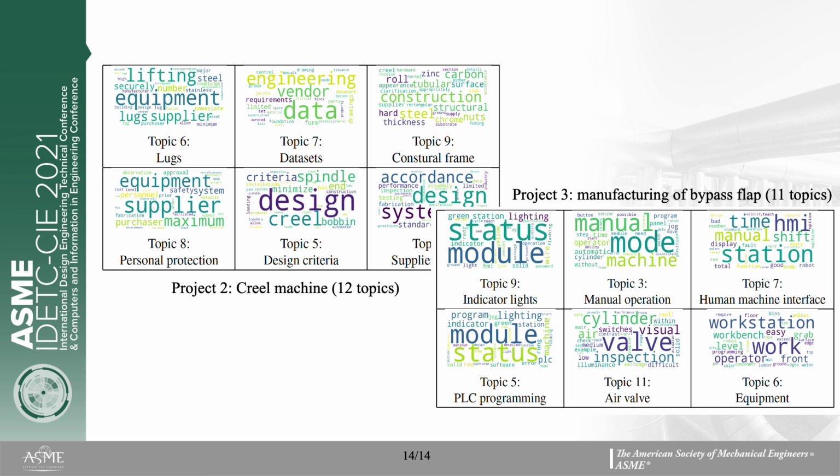Project 3 involves the manufacture of a bypass flap, which contains many electronic cabinets and enclosures. And that's why you will see a lot of topics such as indicator lights, human-machine interface, or PLC programming.